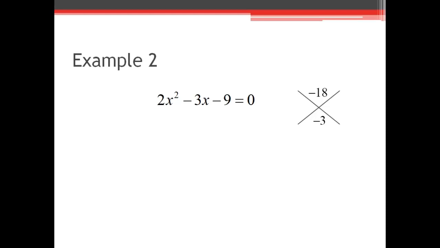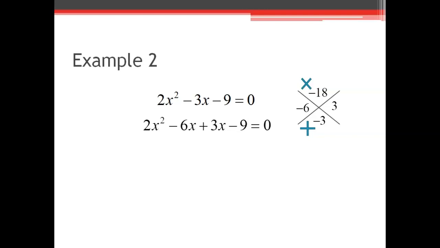All right, so finding a pair of numbers that will multiply to negative 18 and add to negative 3. That's going to be negative 6 and positive 3. So now we are going to split that middle term, the negative 3x, into negative 6x and positive 3x. So let's write that out. We have 2x squared minus 6x plus 3x minus 9 equals 0.